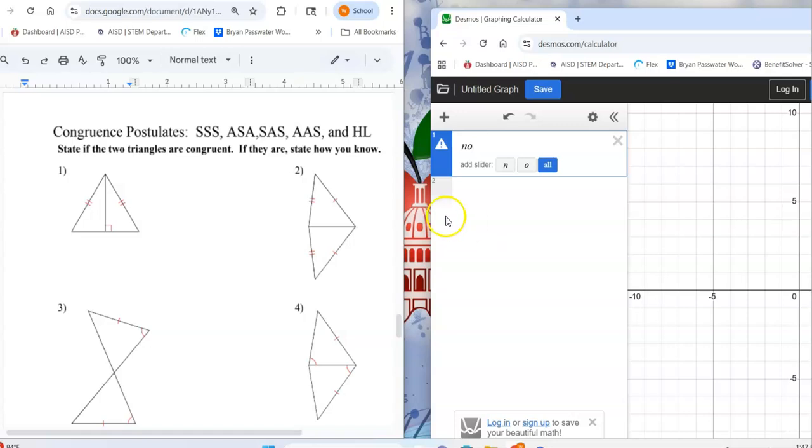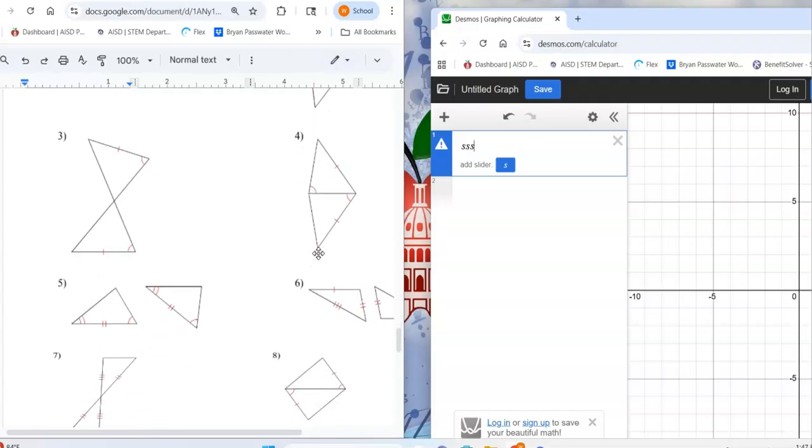All right, number two, it's saying that this is congruent to that, this is congruent to that, this is congruent to that, and they also share this. So for number two, that's SSS. That is enough information to say that those two triangles are congruent to each other.